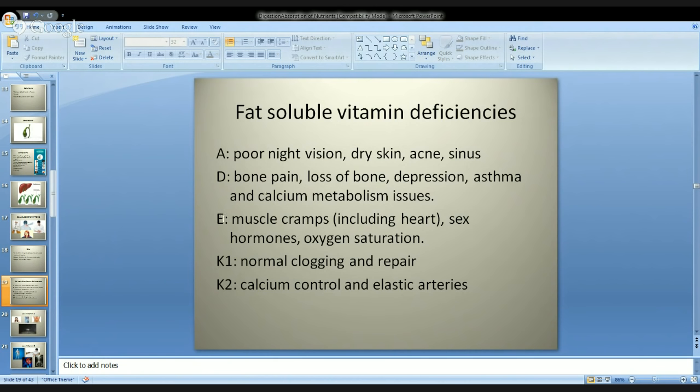Okay, vitamin E. Vitamin E is pretty much the muscle cramp vitamin, and that includes not just your muscles, but your heart. People that have angina, if they took a good whole food vitamin E complex, it's like taking nitroglycerin. It helps chest pain and angina. That's chest pain, or the heart cramps.